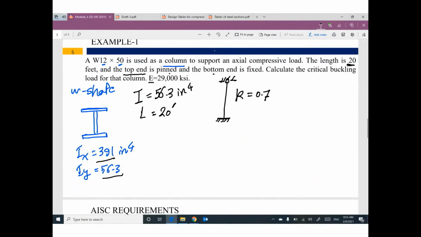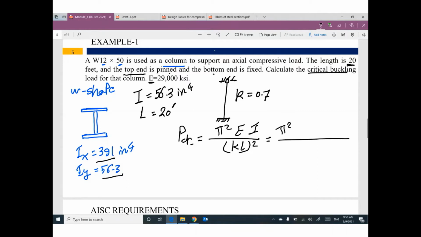And given E for steel, 29,000 KSI. Can you tell me what is the critical buckling load? Yes, I can. It's a very simple step. P critical equal pi square E I divide K L, all of them square. Put your numbers. Pi square E 29,000, I, the smallest I, 56.3, K 0.7, L 20, all of them square.